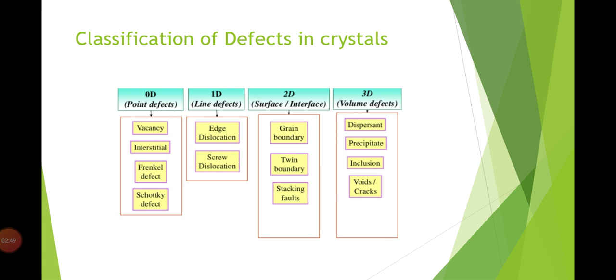Now the second one is the classification of defects in crystal. So actually it is divided into 0D, 1D, 2D and 3D. In 0D, point defects, it is further divided into ionic and non-ionic. I will discuss this further, and it is divided into vacancy, interstitial, Frenkel defect and Schottky defect. And 1D line defect is divided into edge dislocation, screw dislocation, and surface or interface. 2D is divided into grain boundary, twin boundary, and stacking fault. And 3D volume defect: dispersant, precipitate, inclusion, and voids or cracks.